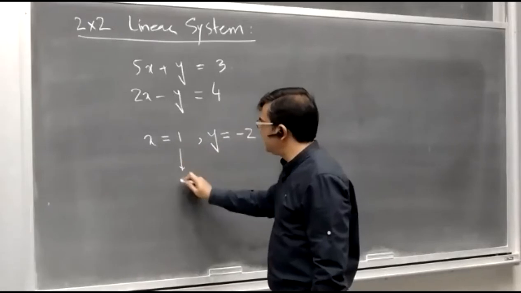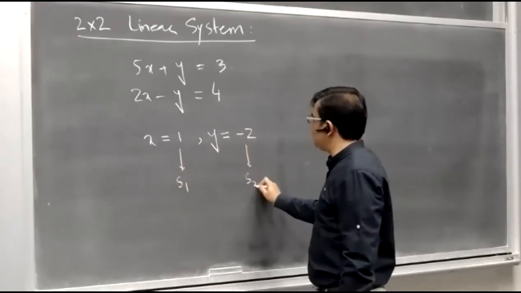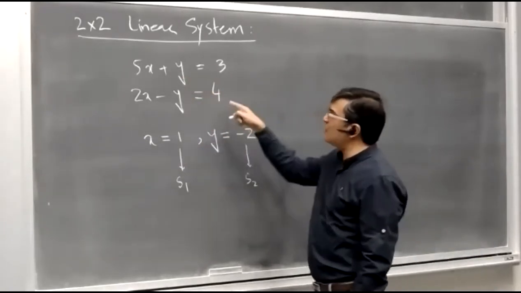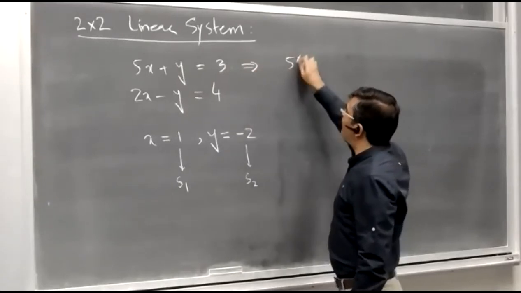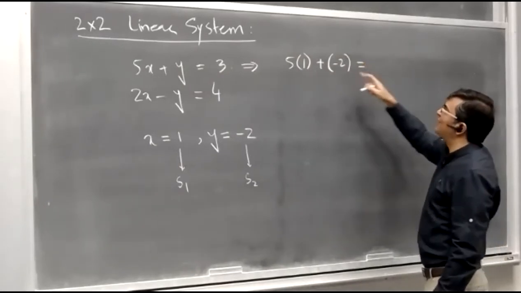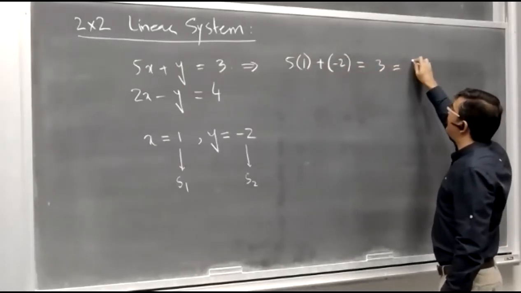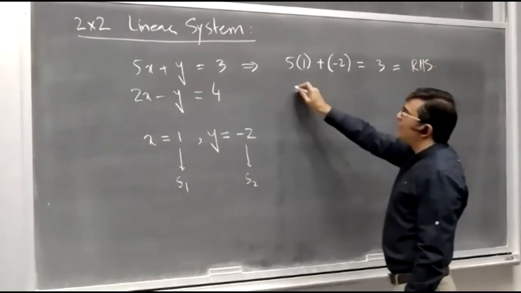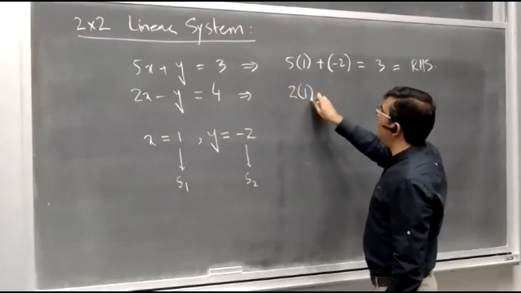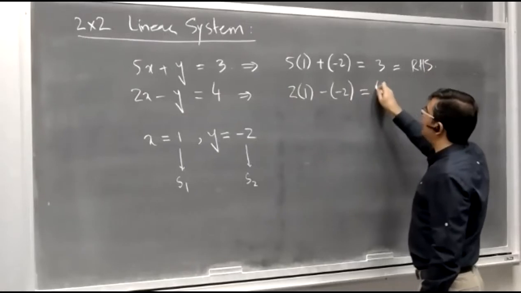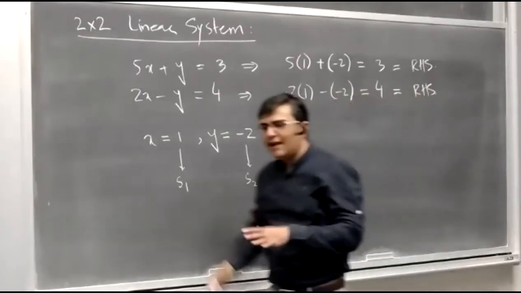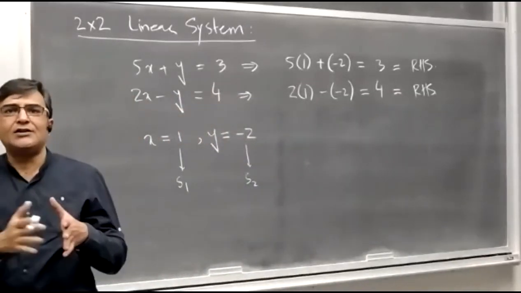So you call it, this is your S1 and this is your S2. These are real numbers. Now, when we insert these two values in each equation, for example, in the first equation, 5 into 1 plus minus 2, 5 minus 2 is 3, which is equal to the right-hand side, which is 3 again. Now, the second equation, if we insert these values, it becomes 2 into 1 minus minus 2, plus 2, it is 4, which is equal to the right-hand side, 4. So both equations have turned into a true statement.